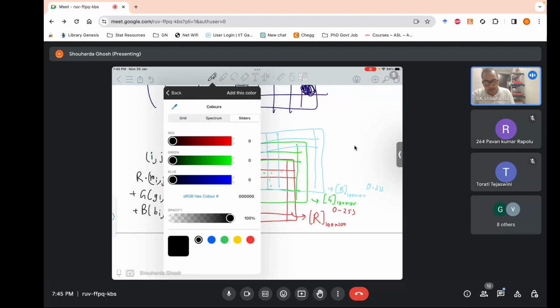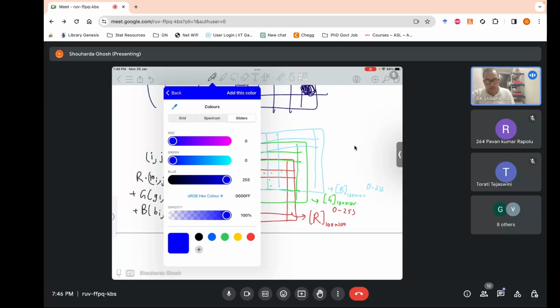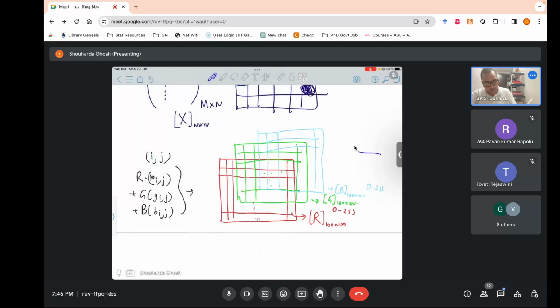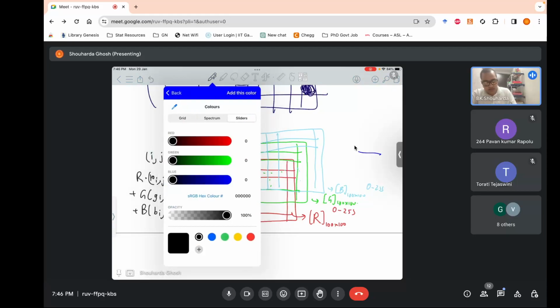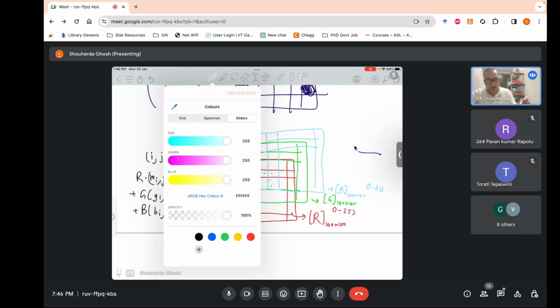In order to make things clear, if I put Rij equal to 0, Gij equal to 0, Bij equal to 0, I get black color. If I only put Bij equal to 255 and the rest all 0, I get this color. Okay, so let me do a color coding, that would be good. Similarly, if I do only Gij equal to 255, the rest all of them 0, I'd get a green color. Same with red, Rij equal to 255, the rest all 0, I get red. Now if I mix all of them, I get a white color back.